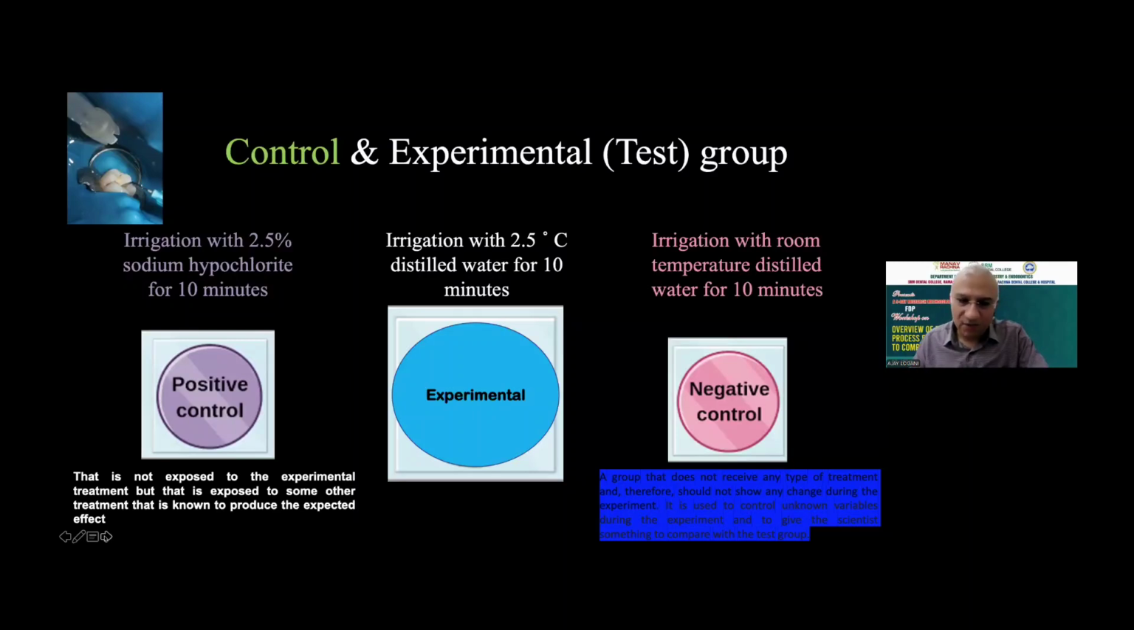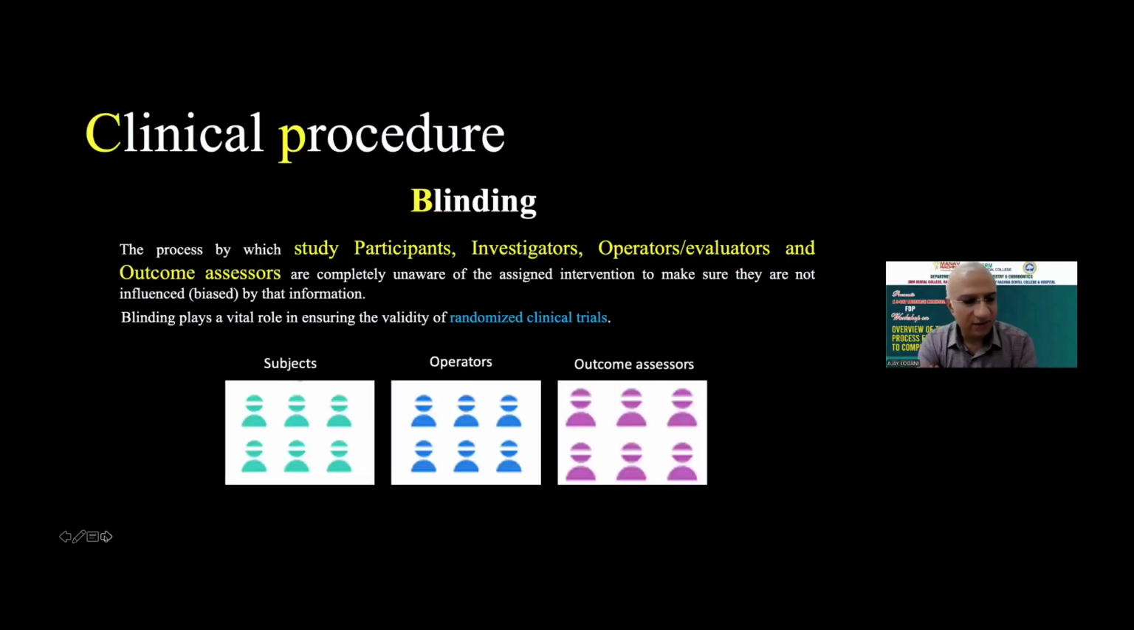But the test and the positive control have to be there. That is, the experimental, the test, and the positive control are a part of your randomized clinical trial. Sometimes they do insist that you must have a negative trial, but you can still defend not having one. But an RCT cannot be possible without a positive control. So you must keep these two in your mind when you are developing your randomized clinical trial.